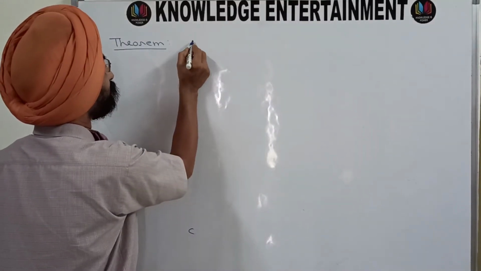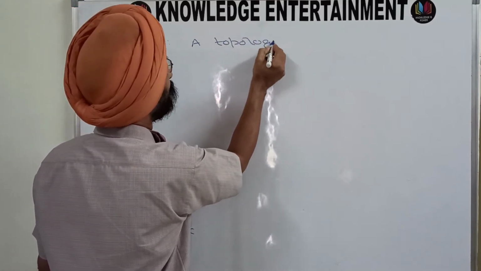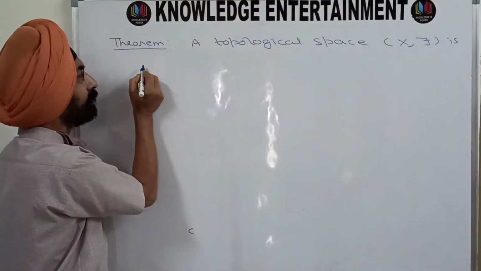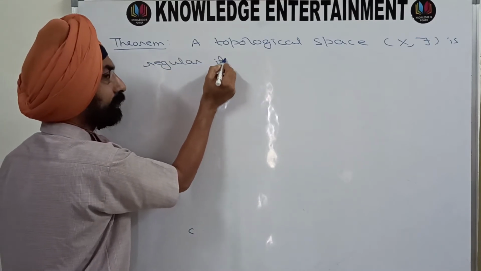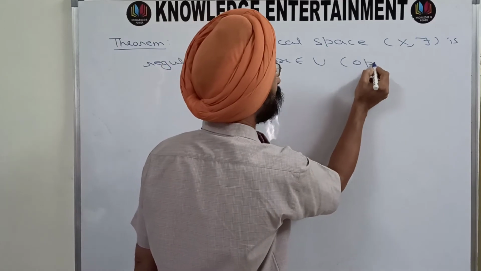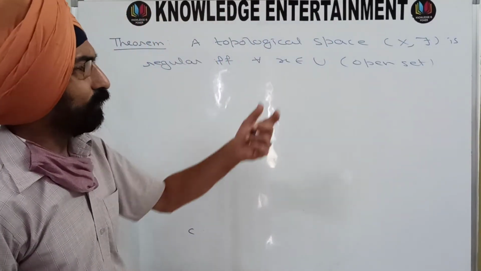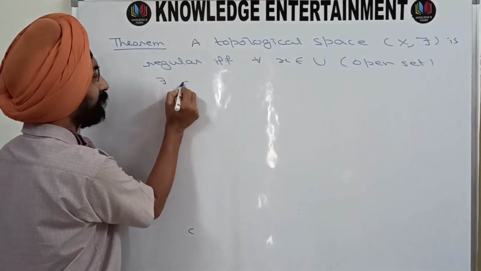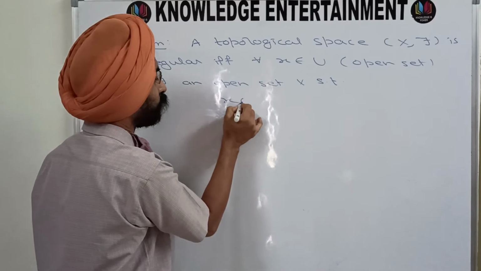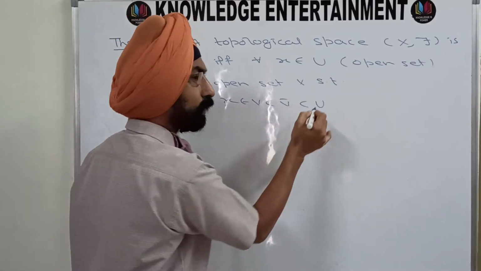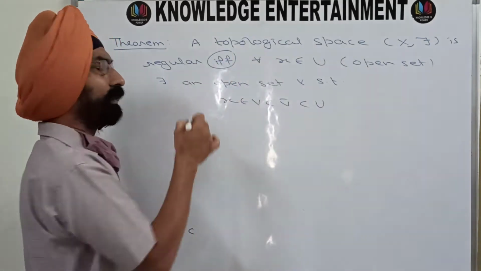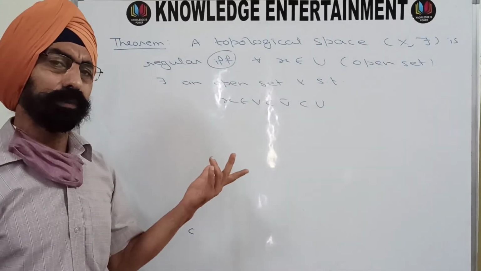A topological space X star is regular if and only if for every X belonging to U, where U is an open set, there exists an open set V such that X belongs to V, V is a subset of V bar, and V bar is a subset of U. So this is the theorem, and once again, since there is if and only if, we'll have to prove it directly as well as the converse part of the theorem.